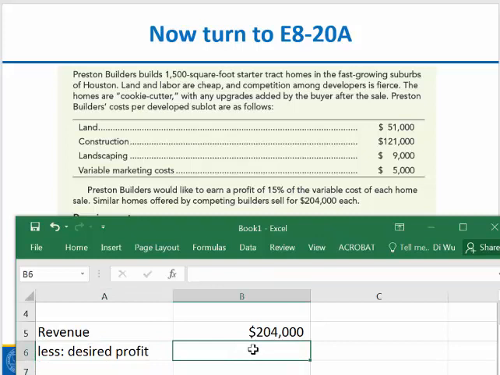So 15% multiplied by the variable cost of each home sale. So what is the variable cost of each home sale? Well, actually, it's in the table here: land, construction, landscaping, and variable marketing costs. So all we have to do is add all four numbers. Then that's the variable cost of each home sale. Then multiply that by 15%. So we can do that.